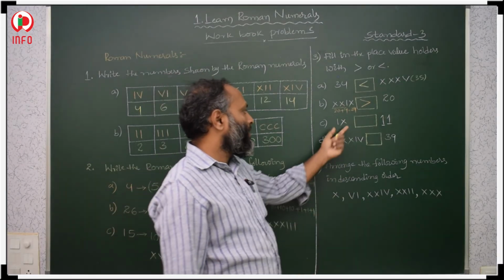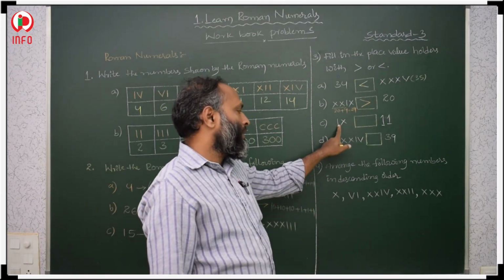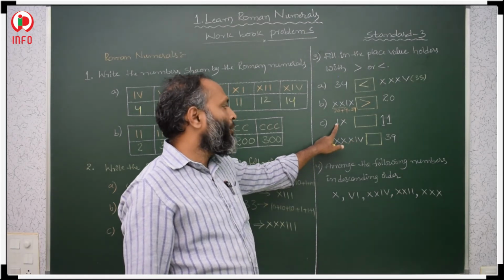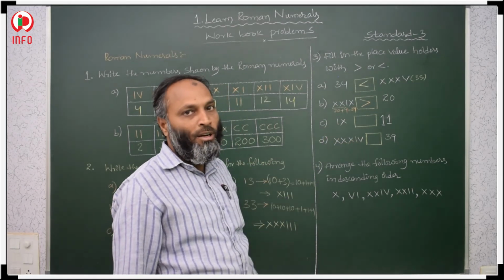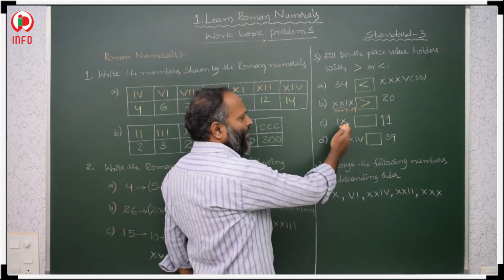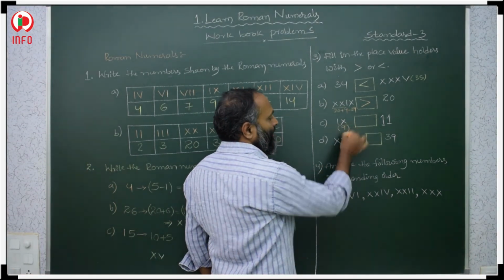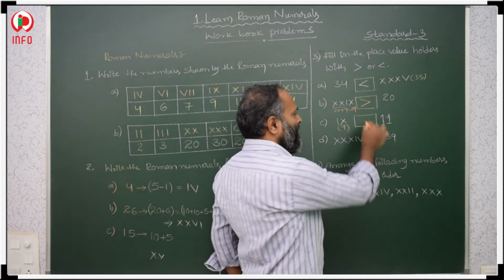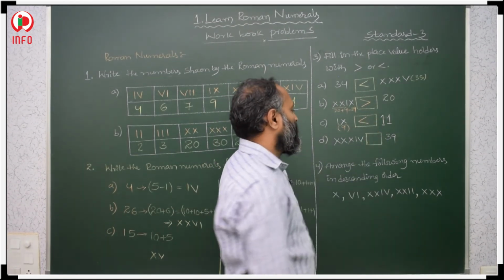Now, this is a symbol, direct, you know. This is a smaller Roman numeral, this is a bigger Roman numeral. If the smaller Roman numeral is on the left side of a bigger Roman numeral, then make it minus. 10 minus 1 is 9. This is 9, and 9 and 11. 9 is less than 11.